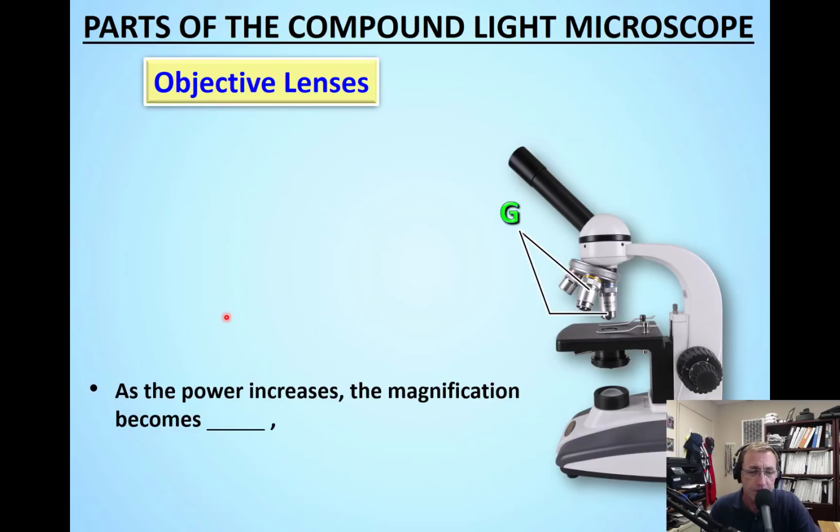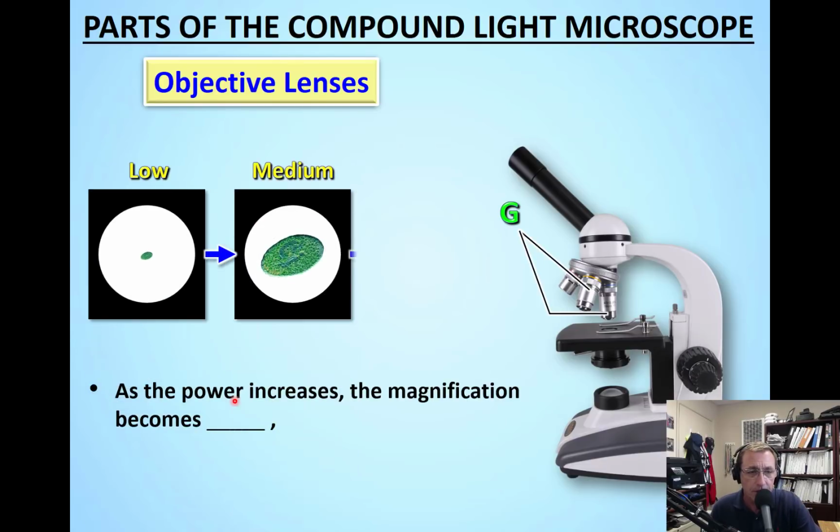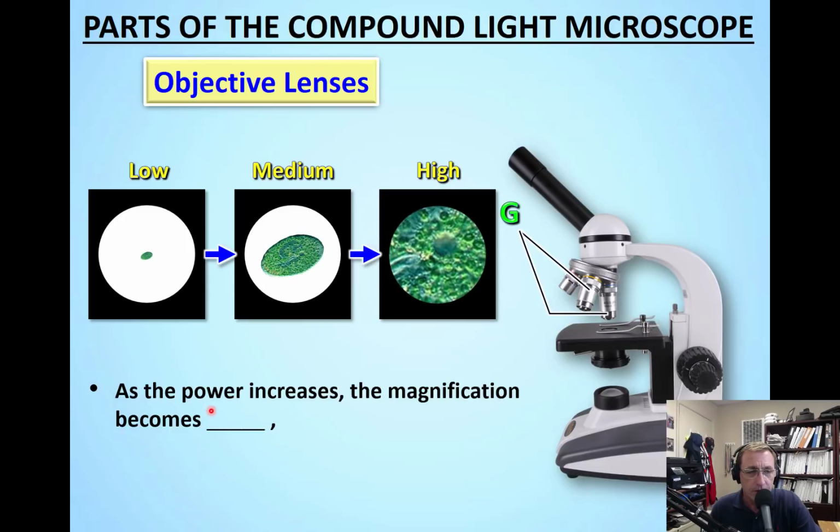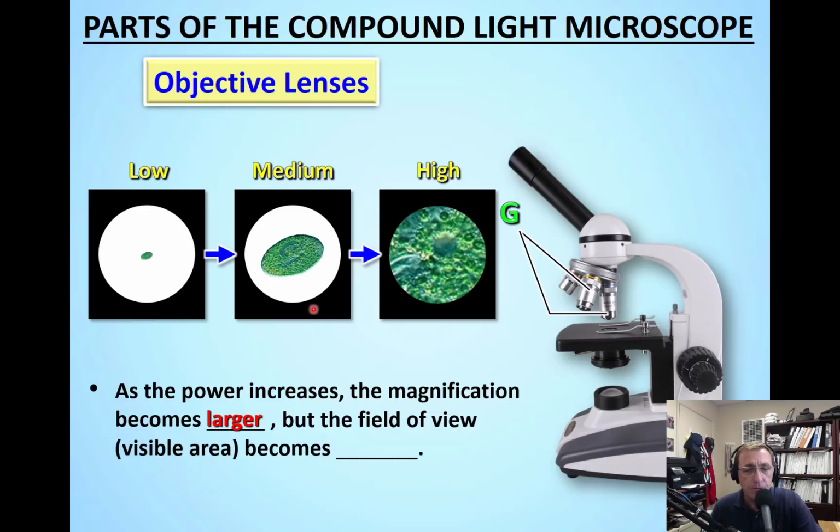As the power increases, the magnification becomes larger. There you go, see kind of an image that starts out small, you start changing the objective lenses, and then you can see closer and closer, so the magnification becomes larger. The image doesn't actually get larger, it just looks larger. Okay, but the field of view, that is how much of the slide you can see, or the specimen, it actually gets smaller. All right, so as you get closer, the magnification is larger, but the field of view, that is what you can actually see, actually becomes smaller, as you might imagine, because you're zooming in more and more.